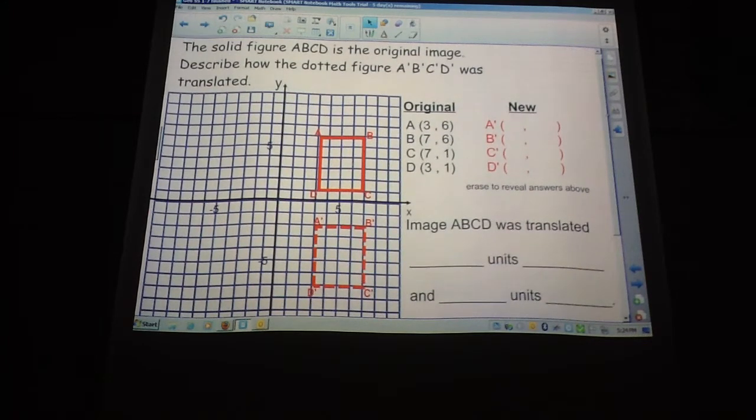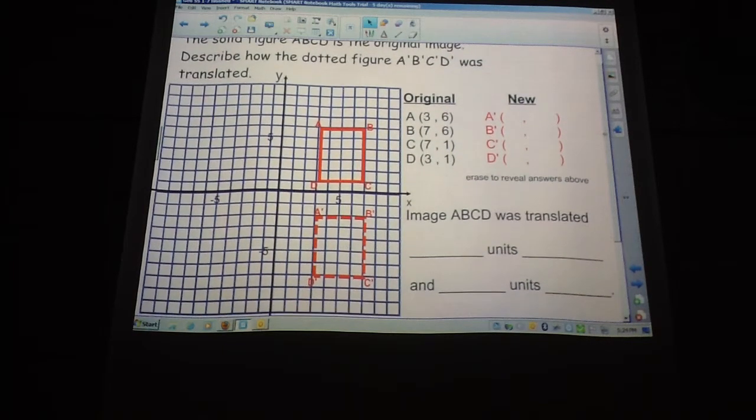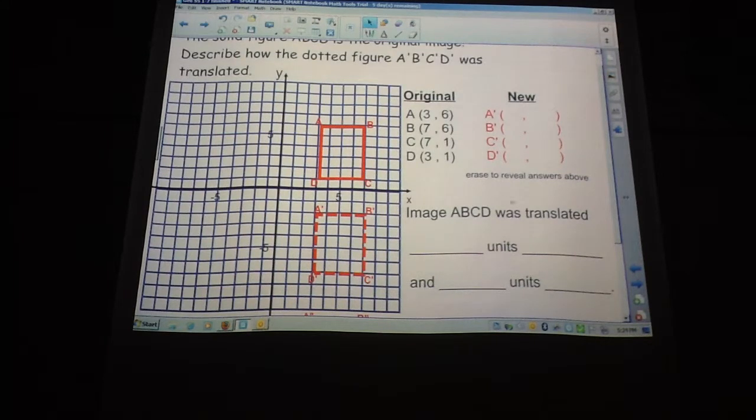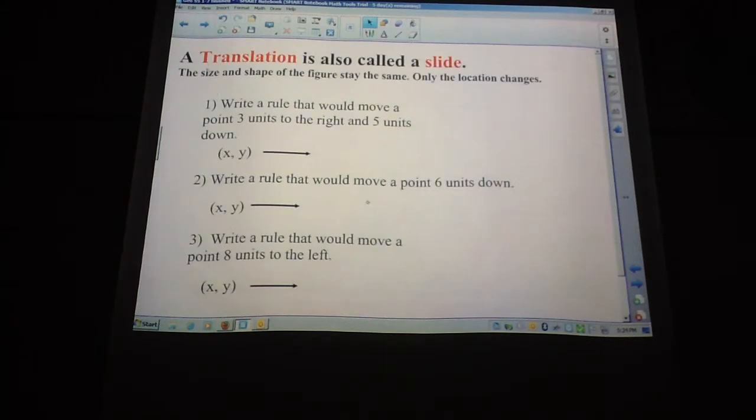All right. This page here, if you wanted to work through, is on the Smart Notebook that's uploaded to your site. I think right now I'm going to go ahead and jump past it and talk about this page. As you notice on this page, we're still dealing with translations or a slide, but now we have to write a rule that would move a point 3 units to the right and 5 units down.